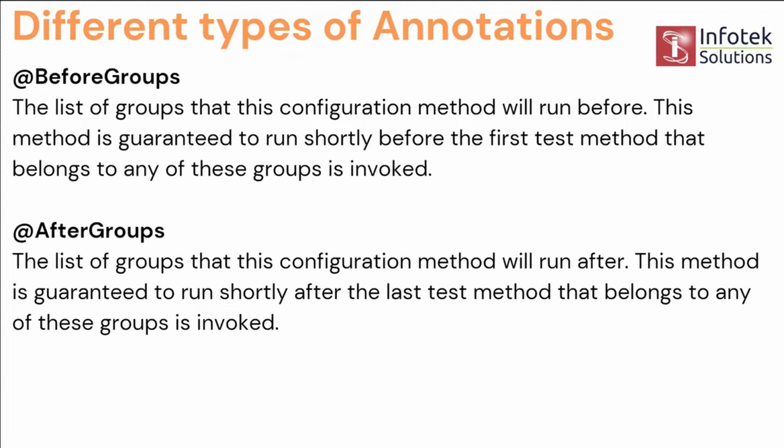Now you have two more annotations, before groups and after groups, that I have not mentioned. Before groups is the list of groups that this configuration method will run before. This method is guaranteed to run shortly before the first test case that belongs to any of these groups is invoked. So before group is basically a section before executing the group of test cases. If you want to execute a section, it goes inside before group. And after group is the list of groups that this configuration method will run after. Basically, once the test cases have run, this method is guaranteed to run shortly after the last test method that belongs to any of these groups is invoked.